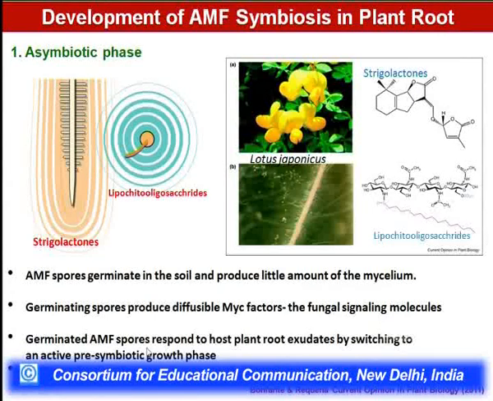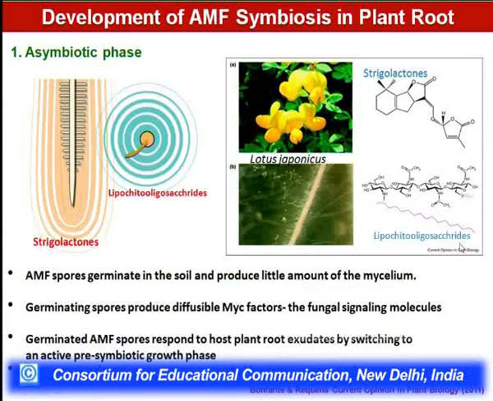Germinated AM fungal spores respond to host plant root exudates by switching to an active presymbiotic growth phase. Active molecules that cause intense hyphal branching are strigolactones. So, this photograph is showing you the structure of strigolactones, and strigolactones are the signaling molecules which are responsible for the intense fungal hyphal branching. So, I can summarize that these are the two components. One is the strigolactones and another is the lipochitooligosaccharide, which have a very important role in the colonization of arbuscular mycorrhiza in the plant root.